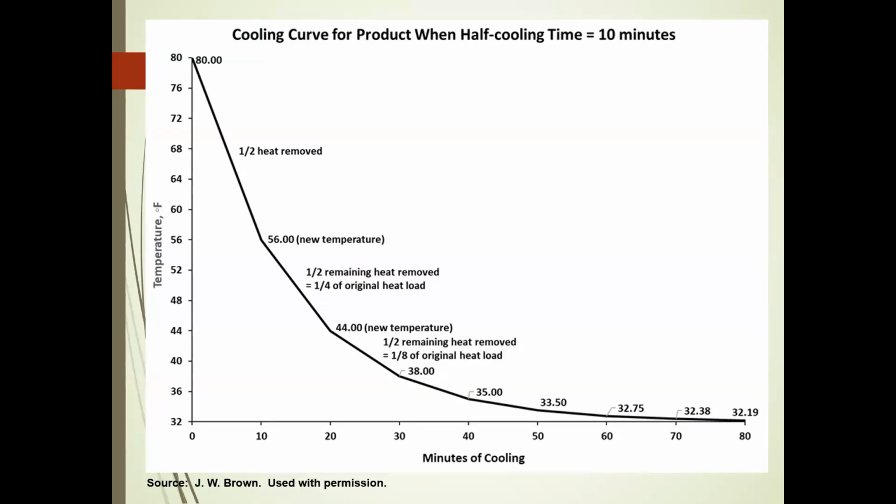What about after 30 minutes of cooling? That's another 10 minutes, which is another half cooling time. Well, 44 minus 32 is 12. Half of that is 6 degrees. We subtract 6 from 44, and we will find that after 30 minutes of cooling, the temperature of the commodity will be 38 degrees Fahrenheit.